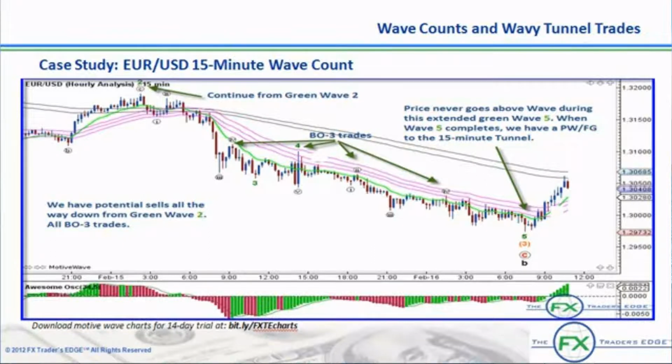We have potential sells all the way down from green wave 2, all breakout 3 trades. Notice how price never goes above the wave during this extended green wave 5. And when wave 5 completes, we have a PWFG trade to the 15-minute tunnel. On the next slide, we are going to add a few indicators to the chart to show how you can add confirmations to these breakout 3 sell trades.